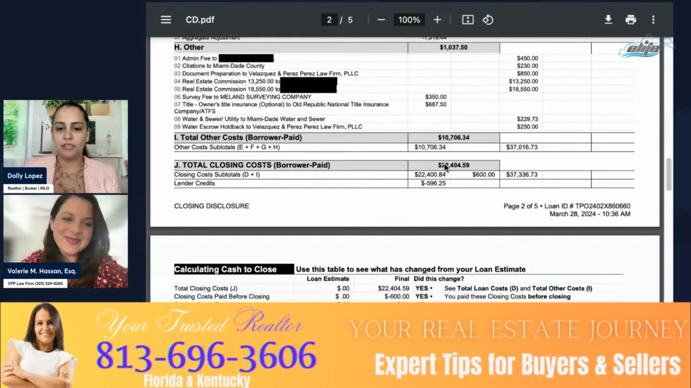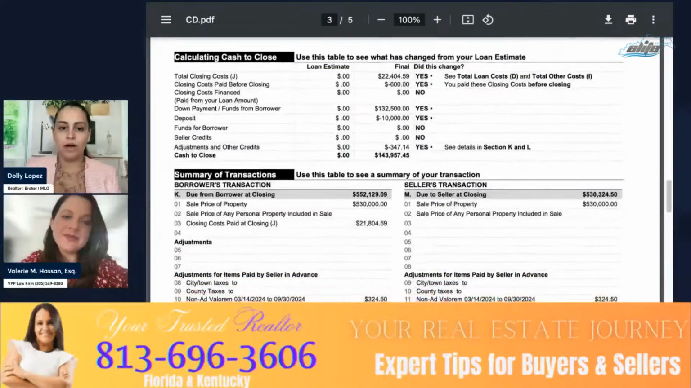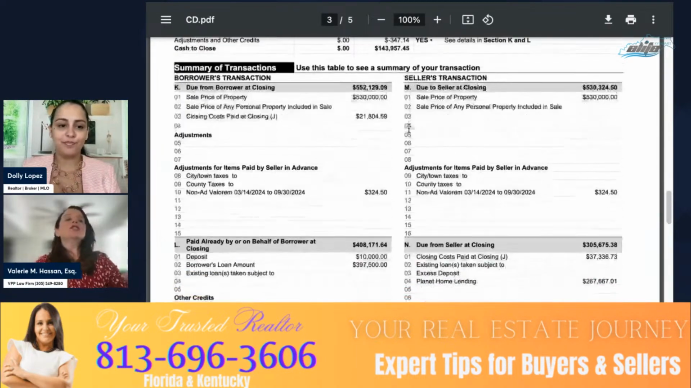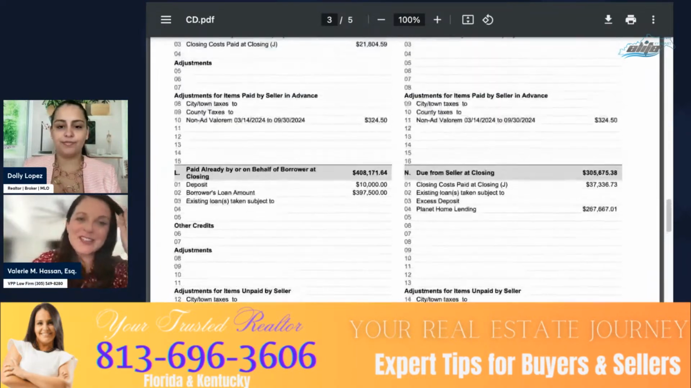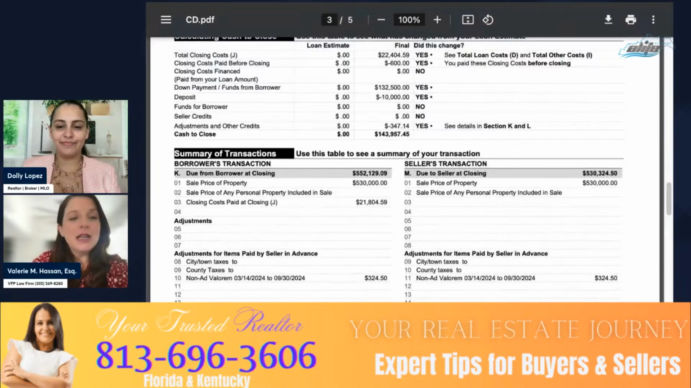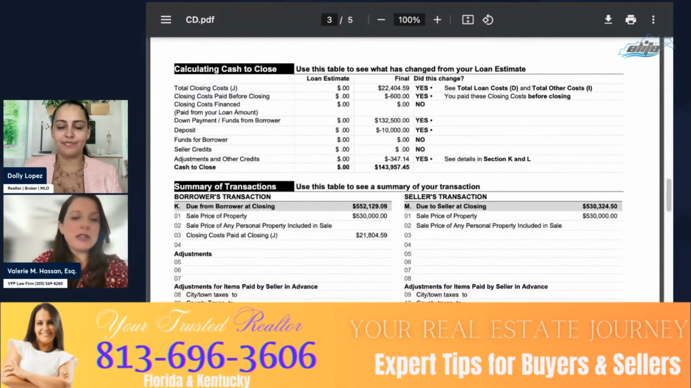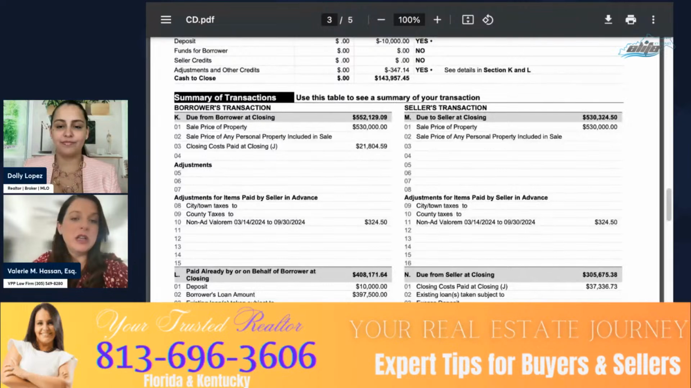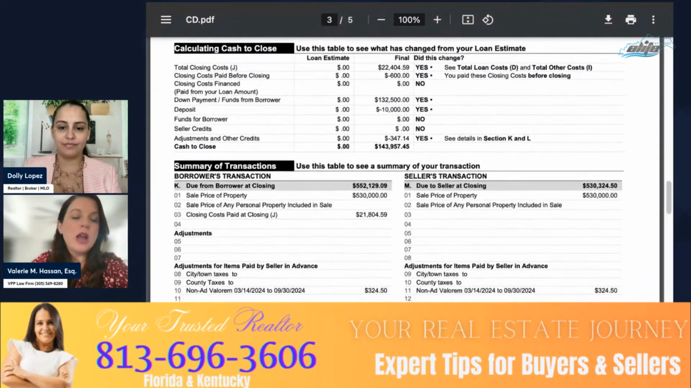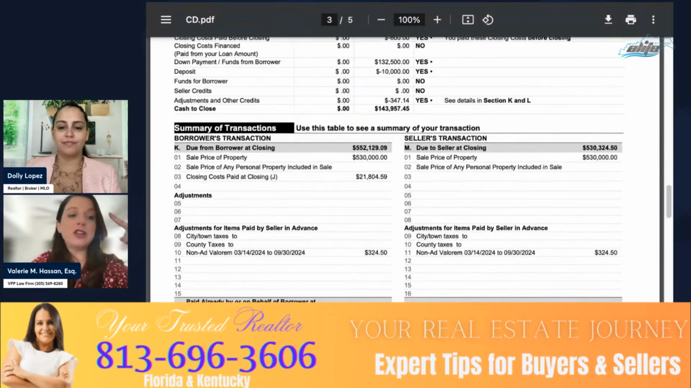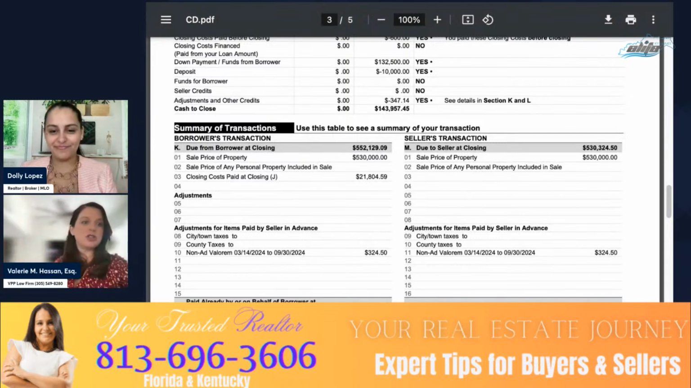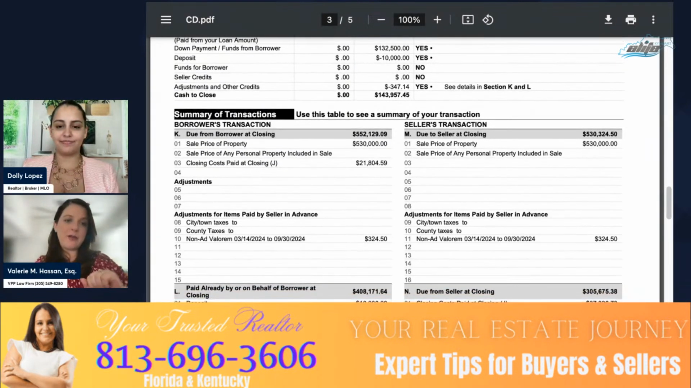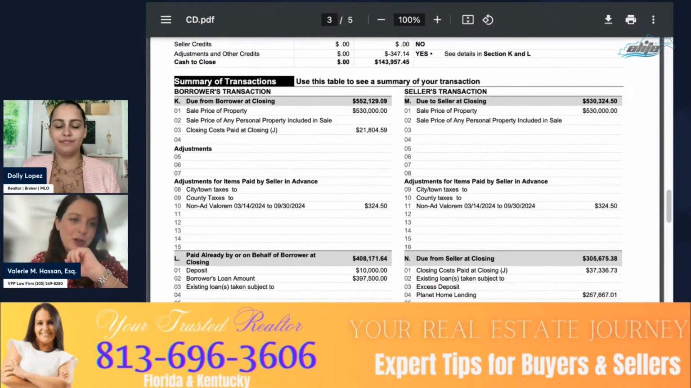And just to look at the entire document. So why is this? Is this just a summary of the transactions? Well, it does say summary of transactions, but what's important to note here is that it says summary of transactions because, as you can see, line 3 says closing costs paid at closing, $21,804. That is a summary of page 2, right? All those costs that we just spoke about, all those costs that the buyer's going to pay for, all those costs that the sellers are going to pay for. That's why it says summary of transaction.